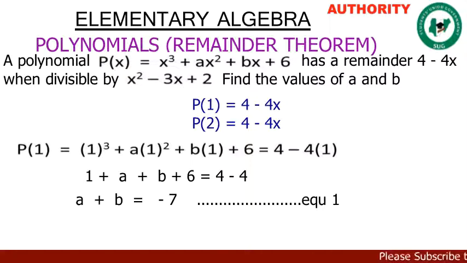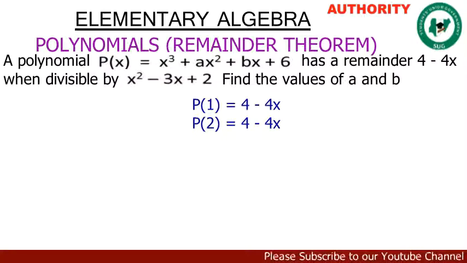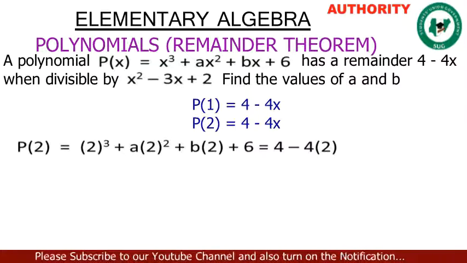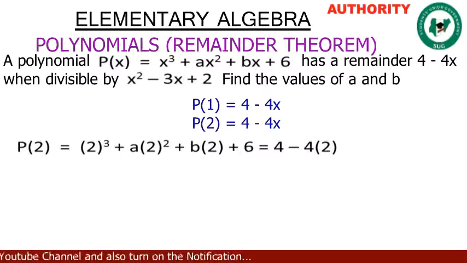Now let's solve for the second value. Now we're going to have p of 2 is equal to, wherever we see x, we're going to replace it with this value 2. We're going to have 2 cubed plus a 2 squared plus b, open bracket 2 plus 6 is equal to 4 minus 4, open bracket 2. 2 cubed is equal to 8.